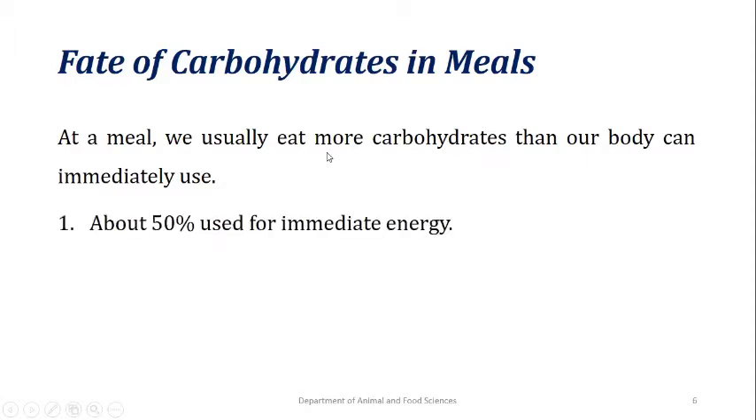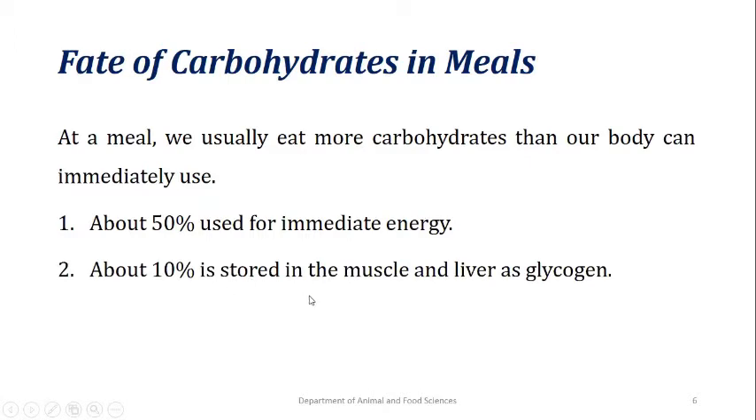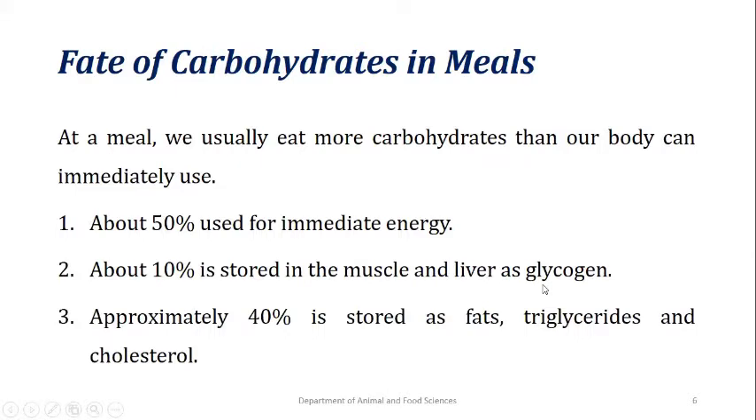So generally, about 50% of the carbohydrate we ingest is used for immediate energy. Okay, then about 10% is stored in the muscle and liver as glycogen. So this is the stored form of carbohydrate in human, and approximately 40% is stored as fats, triglycerides, and cholesterol. So that is what happens to carbohydrate in our body.